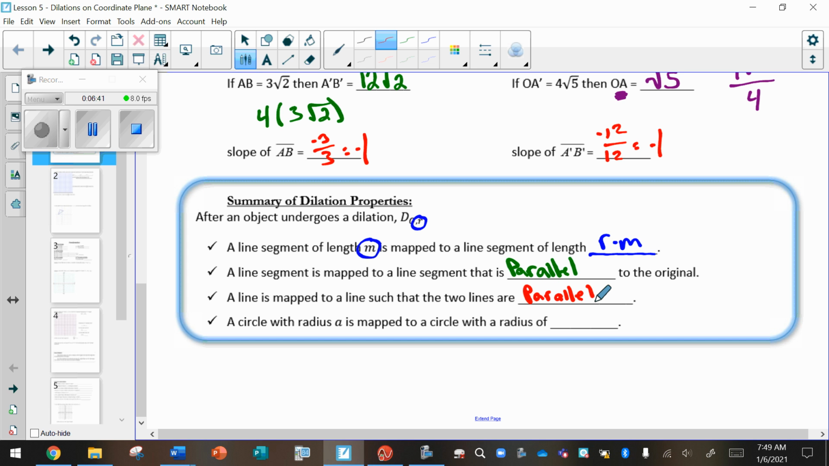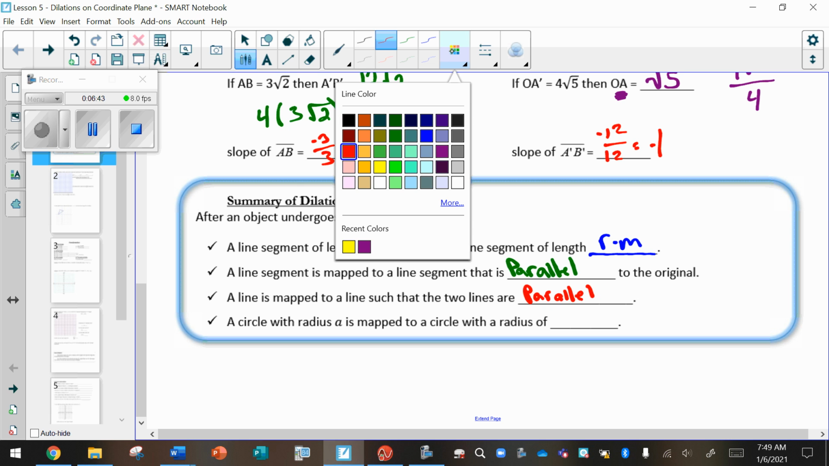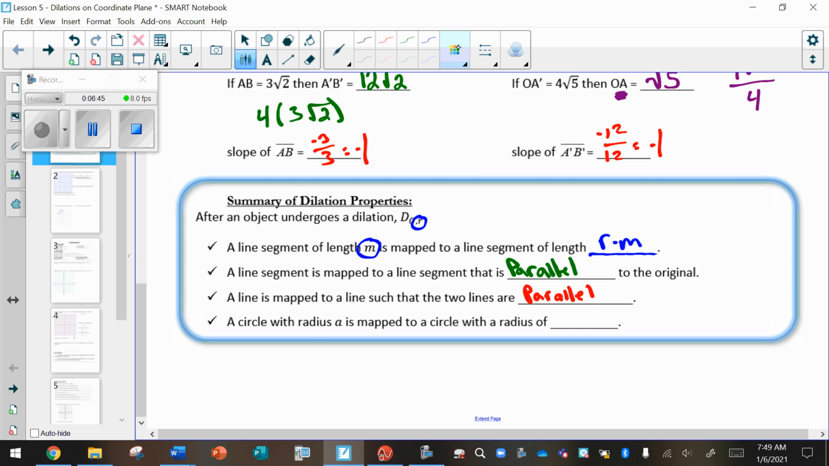And then if we have a circle, a circle's still going to follow the same rules. If we have a circle that undergoes a dilation, then the new radius is the scale factor times longer than the original radius. So we multiply the original radius times the scale factor to get the new radius.